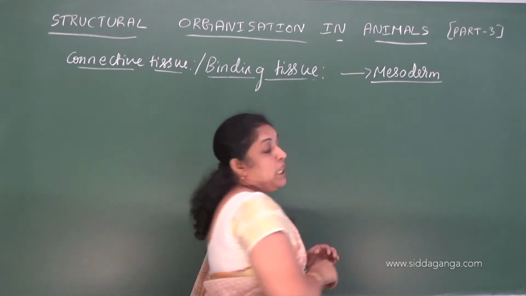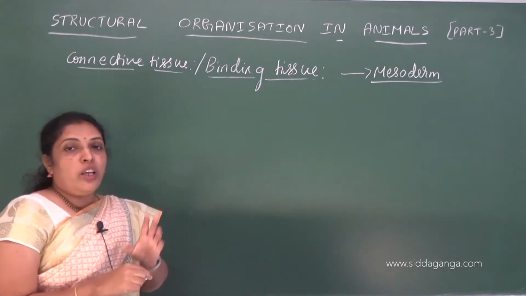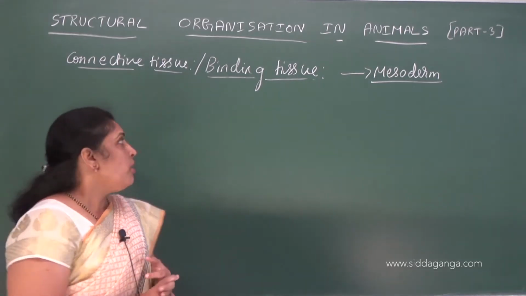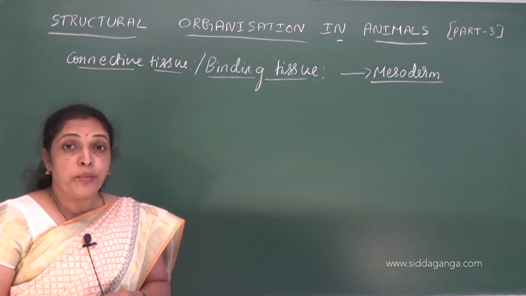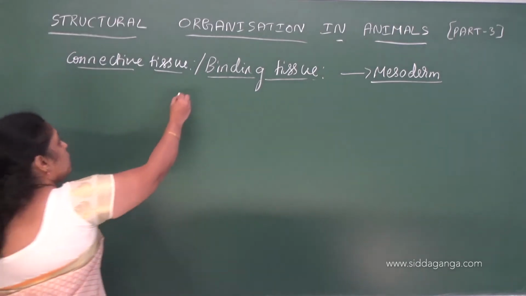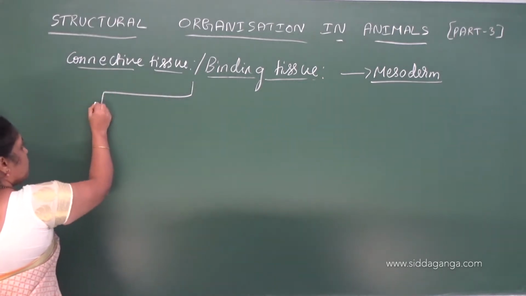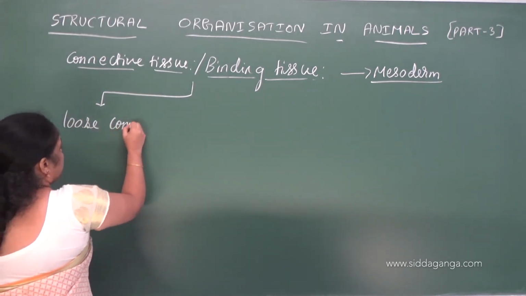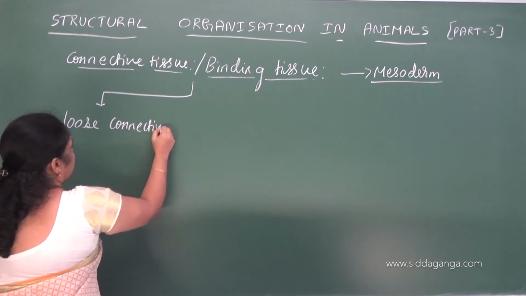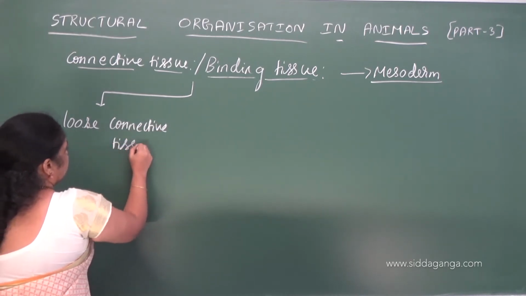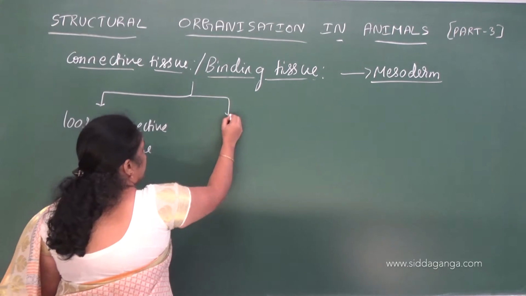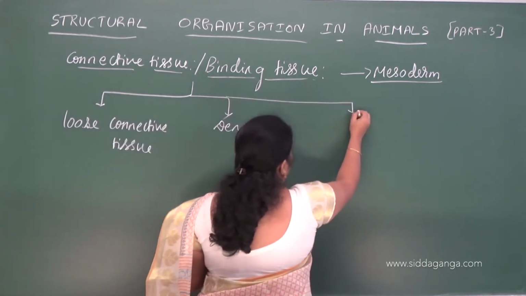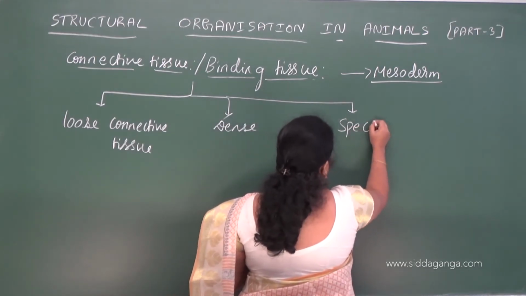Epithelial tissue is derived from all three germinal layers: ectoderm, mesoderm and endoderm, whereas connective tissue is derived from mesoderm. This connective tissue is again classified into loose connective tissue, dense connective tissue and specialized connective tissue.